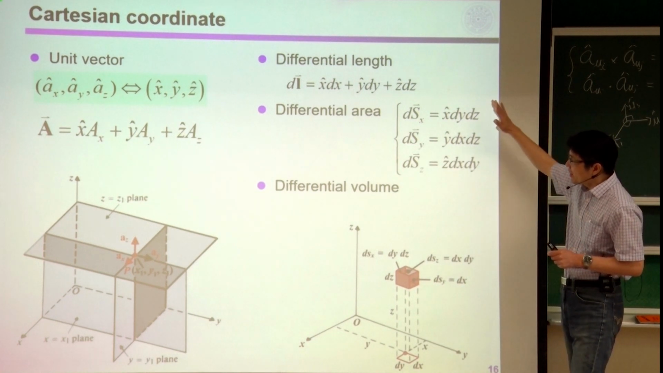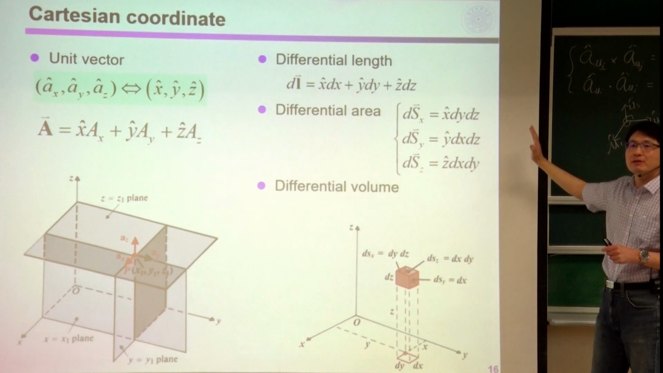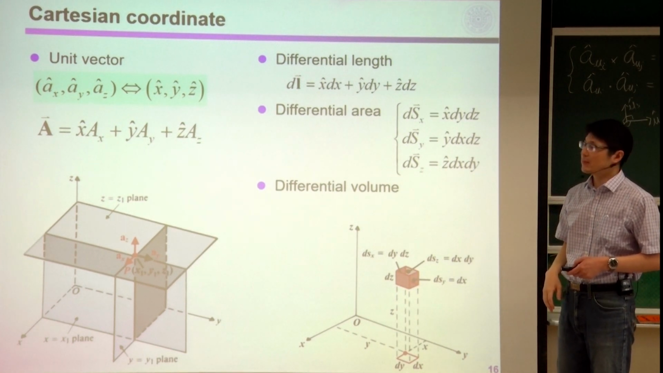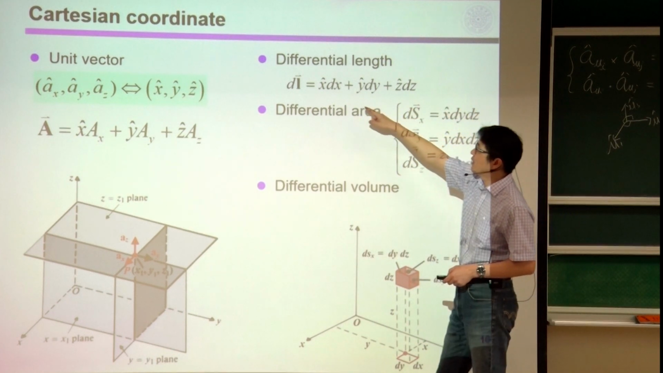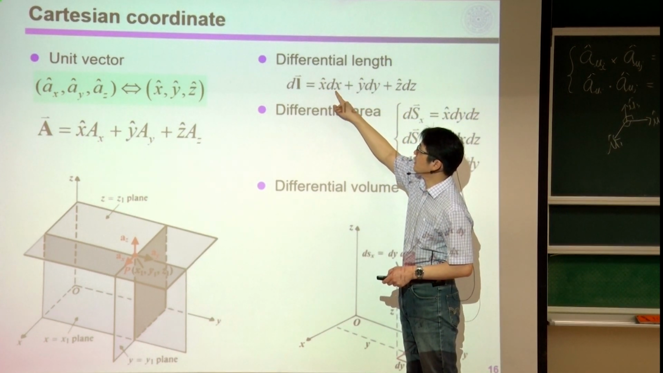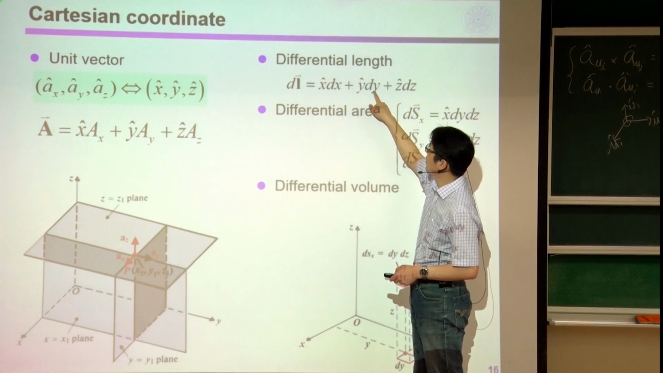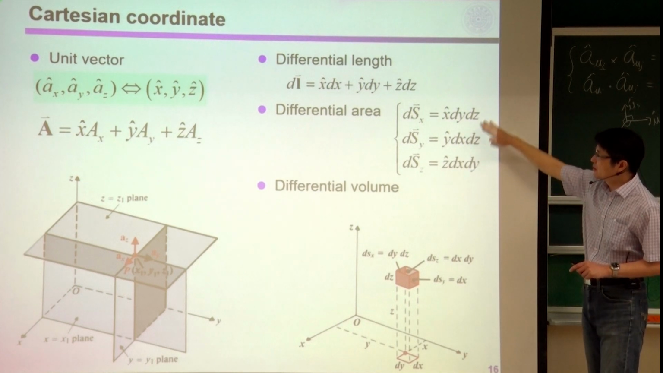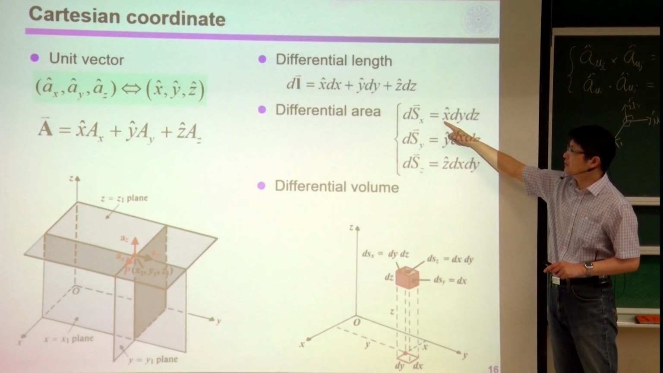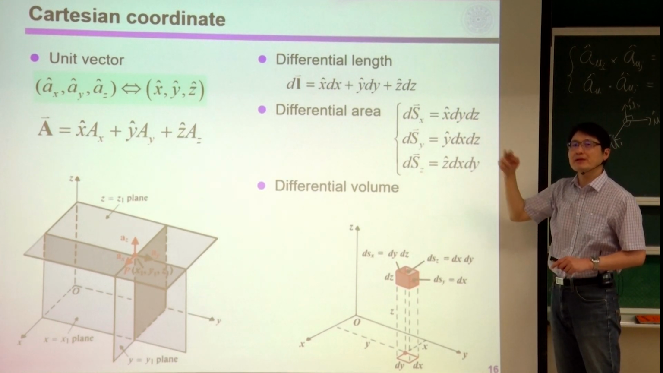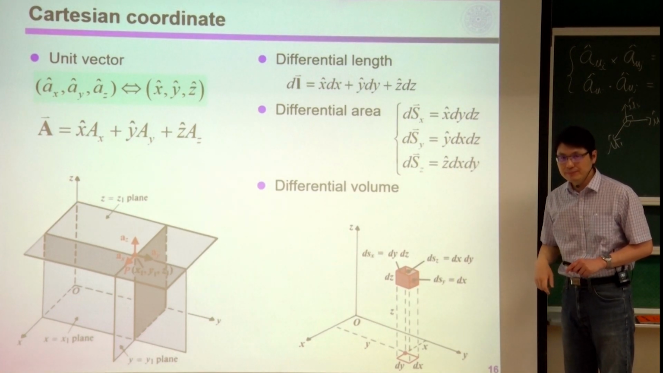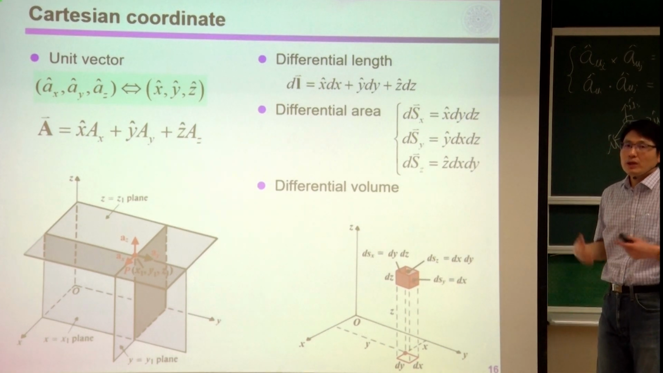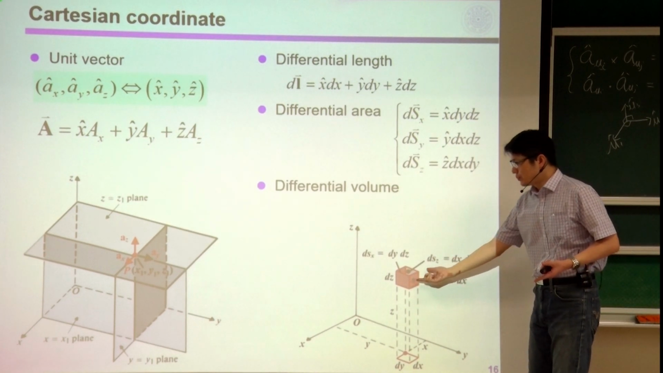Everything is very straightforward and simple up to now because we're working in the Cartesian coordinate. So differential length: x direction dx plus y direction dy plus z direction dz. Straightforward. Surface: once you know the direction, the magnitude will be determined by the other two differential lengths multiplied together. Differential volume: well, you know how to calculate the volume for this cube.